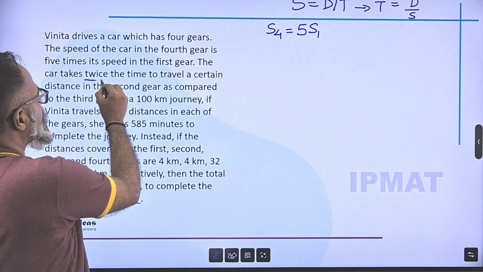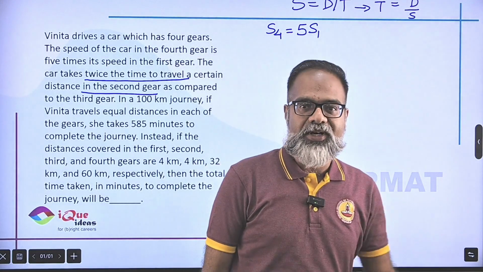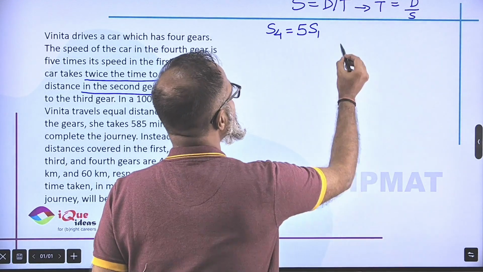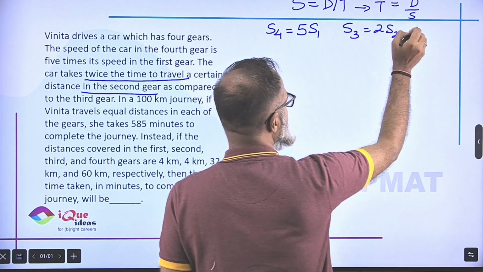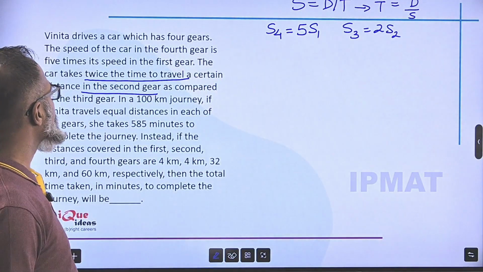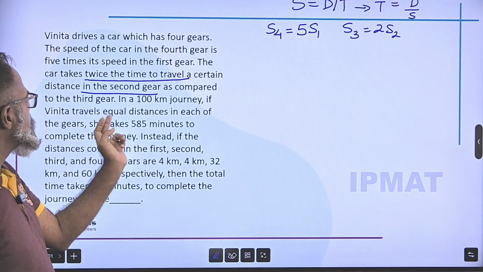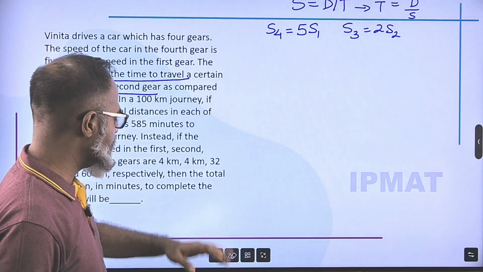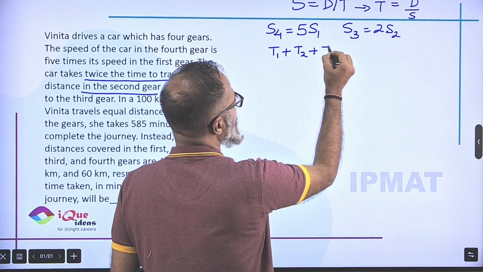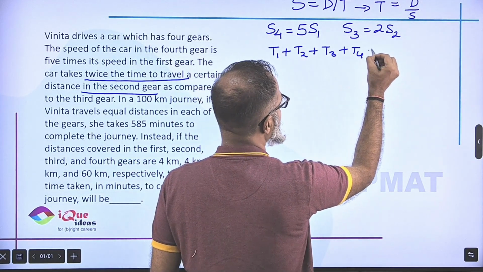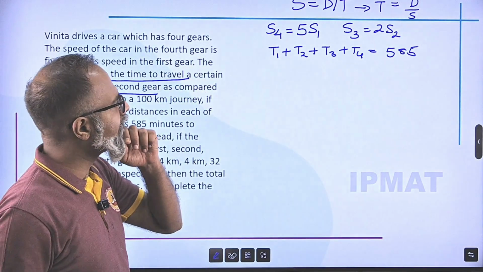And car takes twice the time to travel a certain distance in second gear. So time is double, means speed is half, which means the speed in the third gear is twice the speed in the second gear. Now, in a 100-kilometer journey, Vinita travels equal distance in each of the gears and takes 585 minutes. So time 1 plus time 2 plus time 3 plus time 4 is a total of 585 minutes. I'm keeping it in minutes.